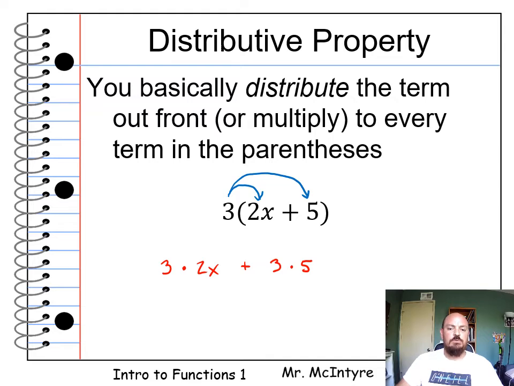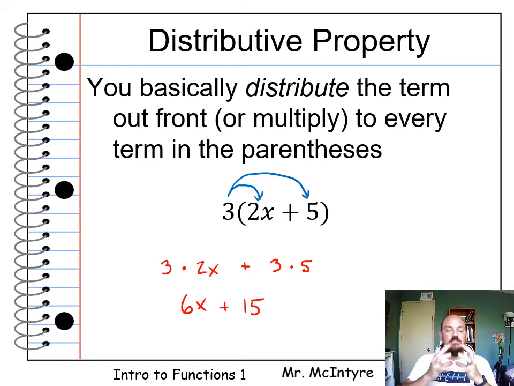And that's what the two little blue arrows are. The first blue arrow shows me multiplying 3 times 2x. I leave the plus from the middle, and the second blue arrow shows me doing 3 times 5. So for my final answer, 3 times 2x would be 6x, because 3 times 2 is 6, and there's an x in there, we'll basically just leave it, plus, and then 3 times 5 is 15. So that's how the distributive property works.